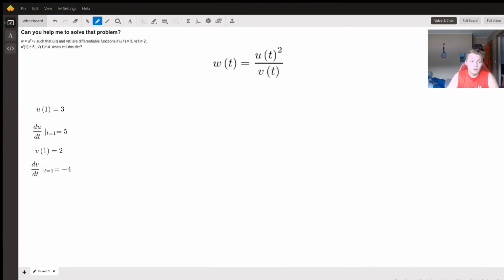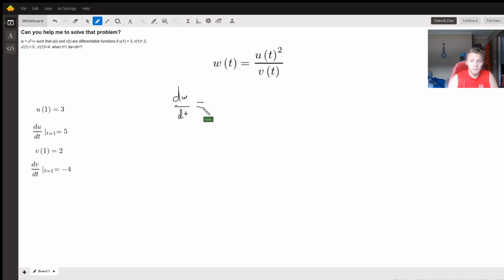Hi, so here we are asked to find the derivative of w with respect to t when t is equal to 1. And we're given an equation of what w is. So let's just jump right into it and try to derive this and see what happens. So derive the left. Okay, we have w prime of t, or as I'm going to write it, dw dt, the derivative of w with respect to t.